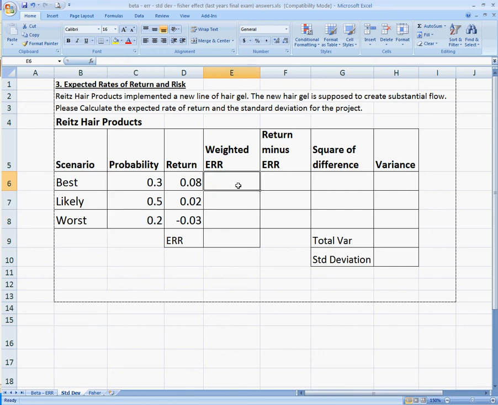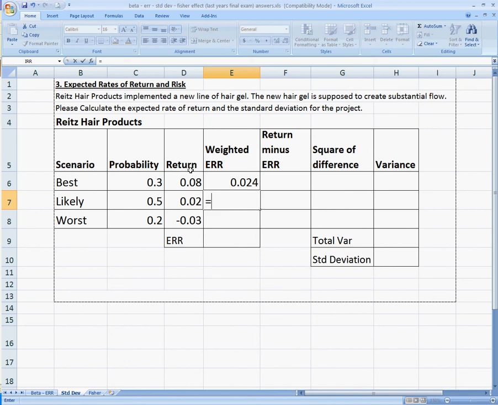Hopefully this problem looks familiar to you because this is the one that we did in class. So I'm going to go through it again, nice and slow, so you guys can grasp the information. So let's find our weighted ERR, or our weighted expected rate of return. And that's just simply multiplying the probability times the return. So, the 0.3 times the 0.08. If you want to put these in percents, you can too. I'm just going to keep them in decimal form because in Excel it's a little bit tricky if you put them in percent form.